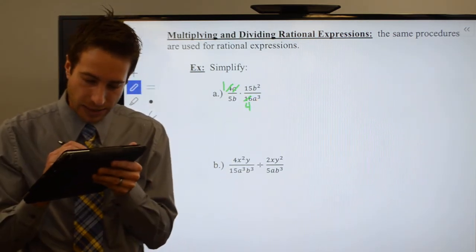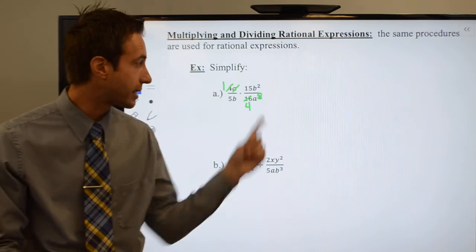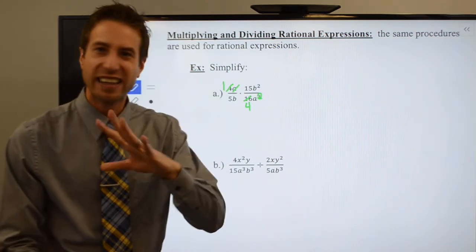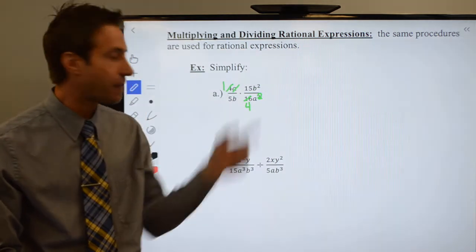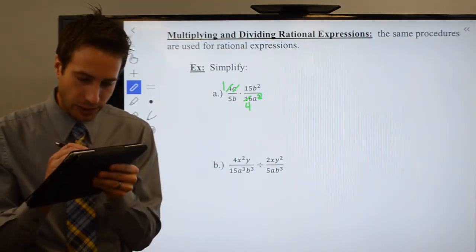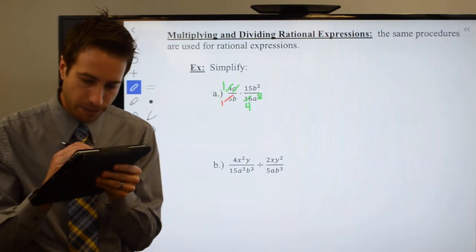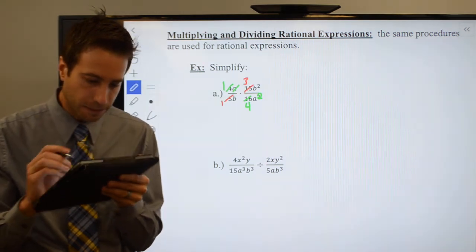So this now becomes an a squared, right? That's now an a squared. Okay, that takes care of that cross canceling. The other direction, well, 5 and 15. That'll cancel to a 1 and a 3.